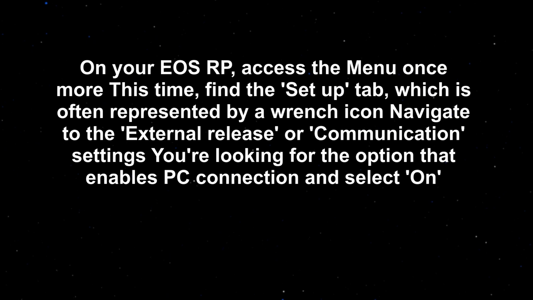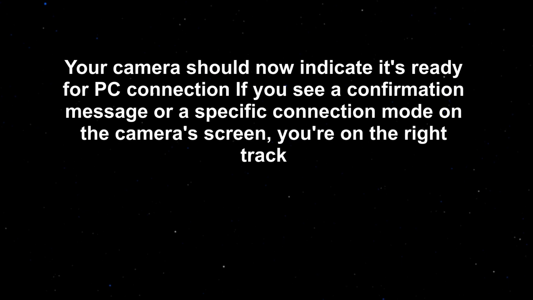On your EOS RP, access the menu once more. This time, find the Setup tab, which is often represented by a wrench icon. Navigate to the external release or communication settings. You're looking for the option that enables PC connection and select on. Your camera should now indicate it's ready for PC connection. If you see a confirmation message or a specific connection mode on the camera screen, you're on the right track.